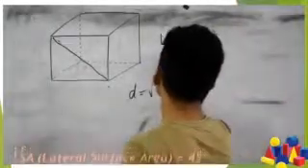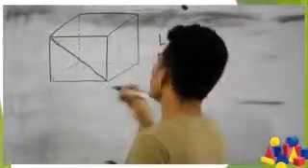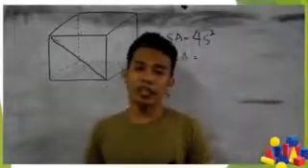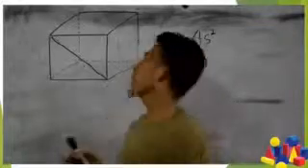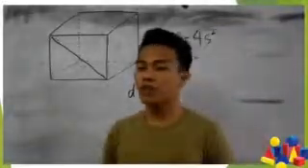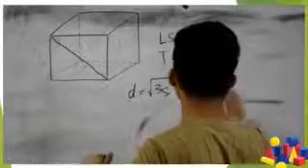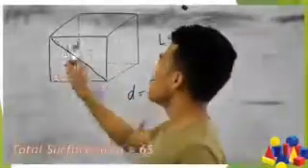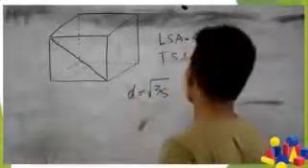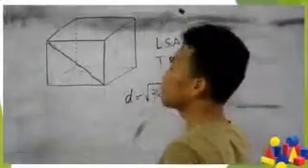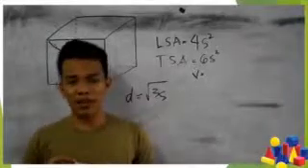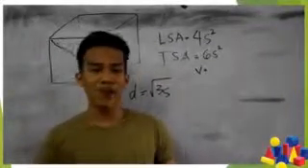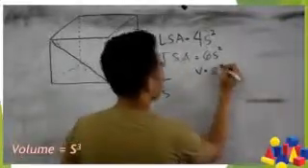For the total surface area, since we are talking about the entire totality of the surface of the figure, we are going to have 6s squared because we have 6 equal faces. In finding the volume, since the dimensions length, width, and height are all equal, the formula is volume equals s cubed.